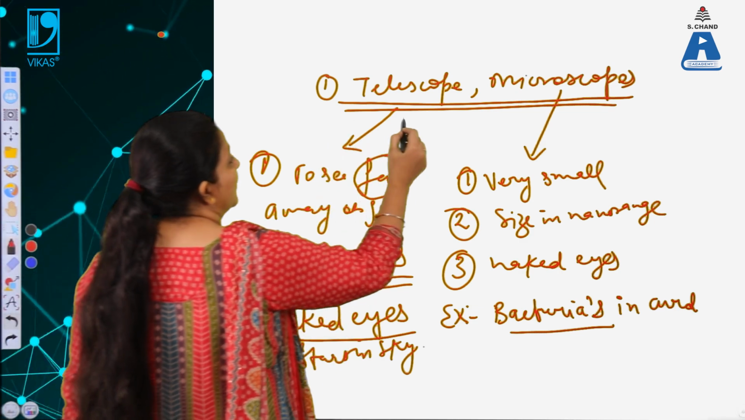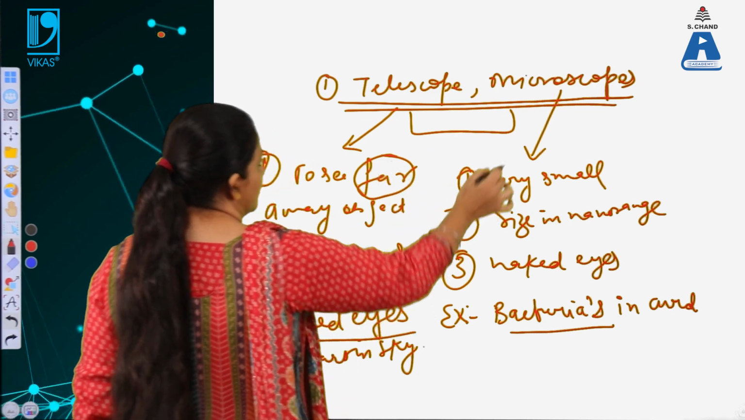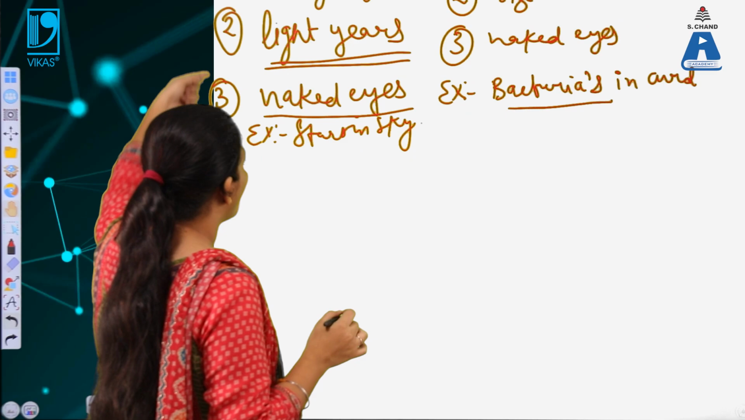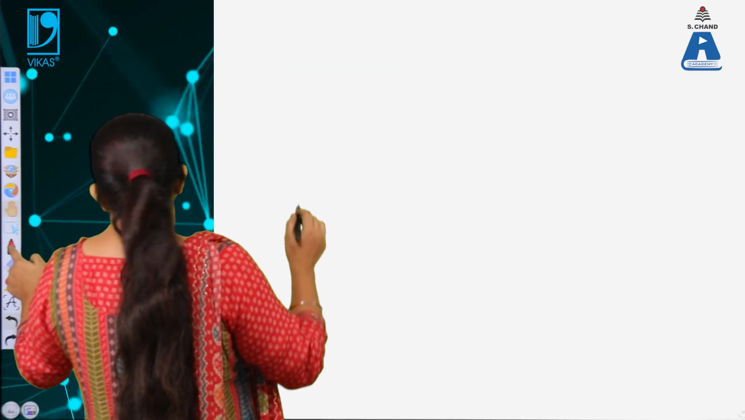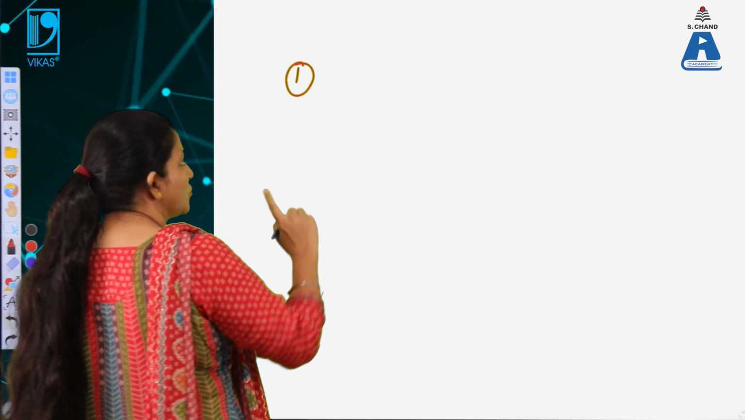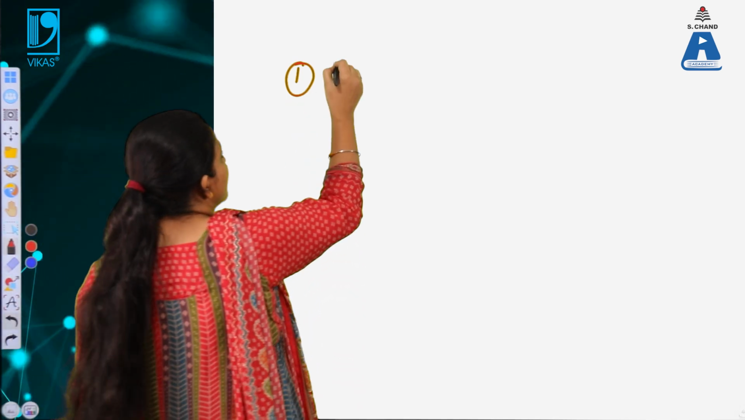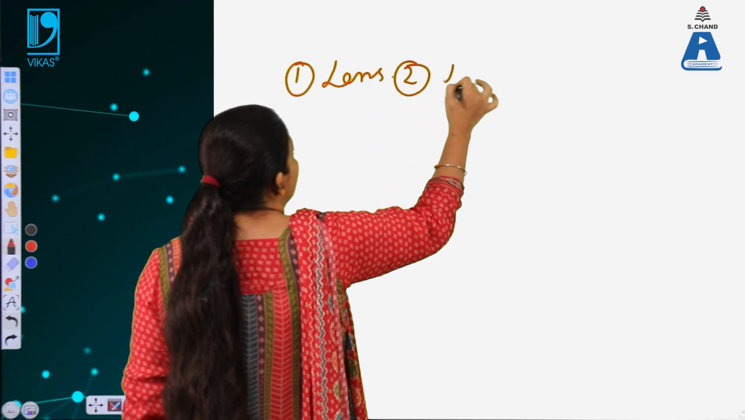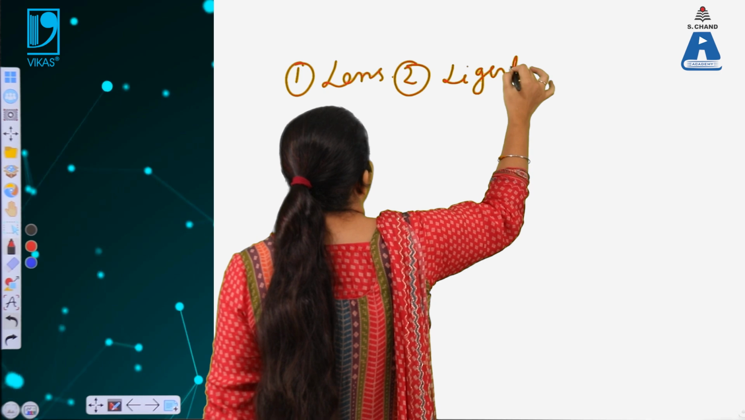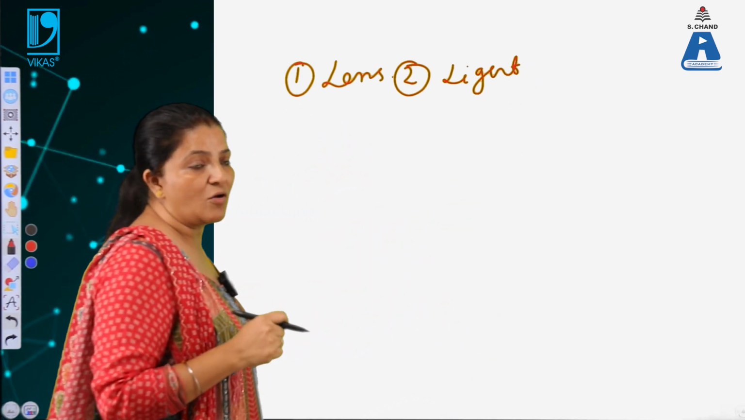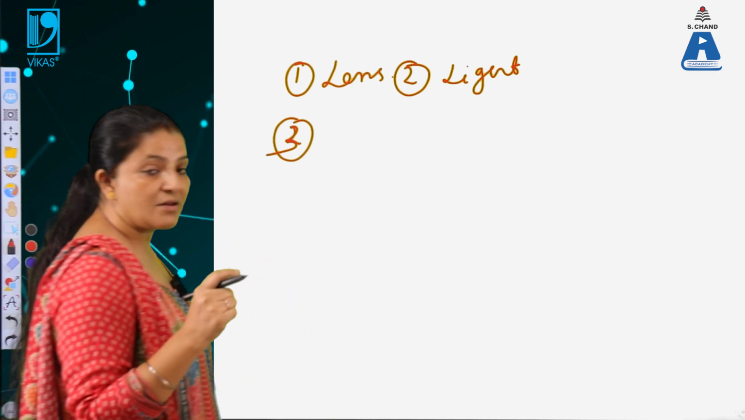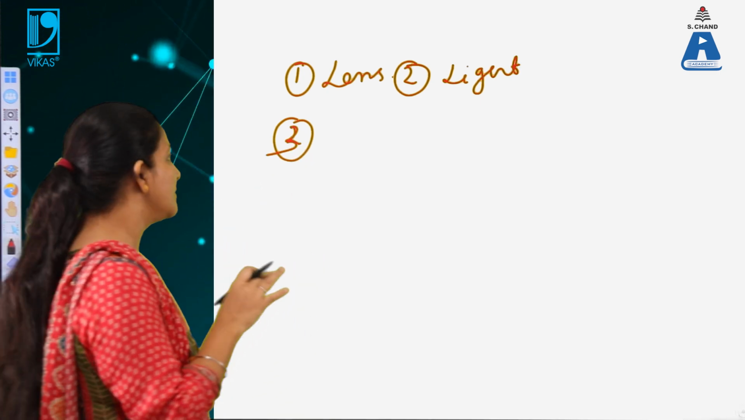So what is the physics behind these two things? Firstly, the requirements. In both cases, whether a telescope or a microscope, the basic things required are lenses. Second, light, because all these things can be done only in the presence of light. Third, knowledge of light must be there.